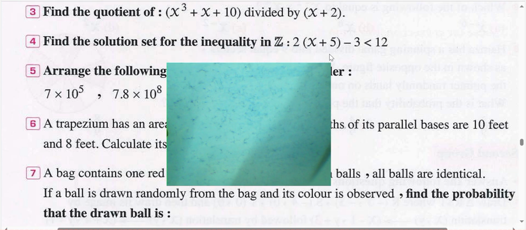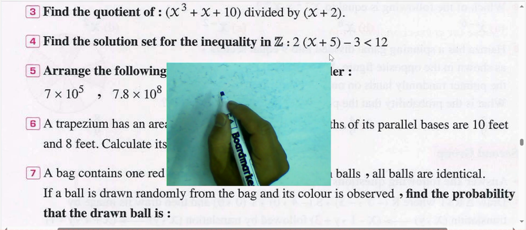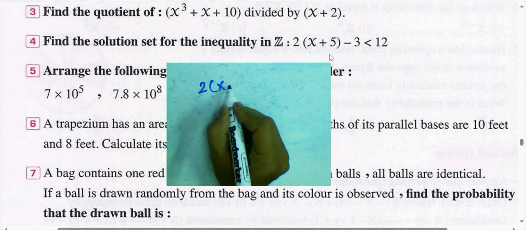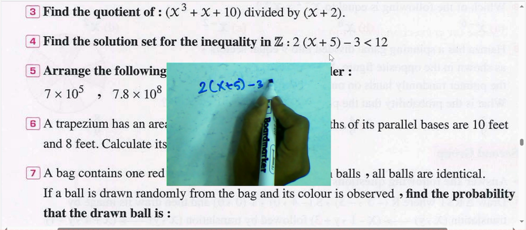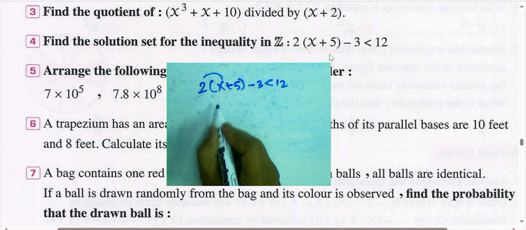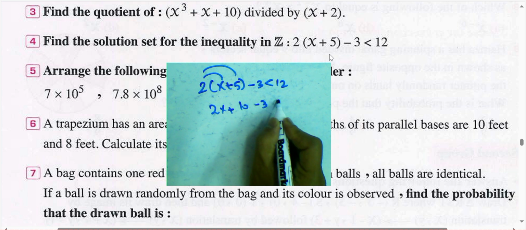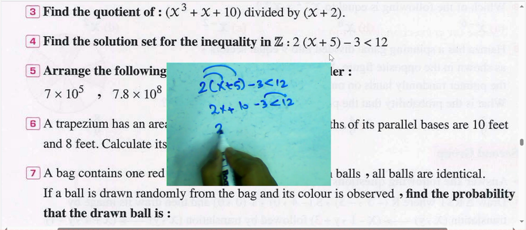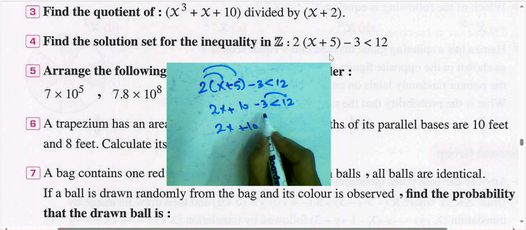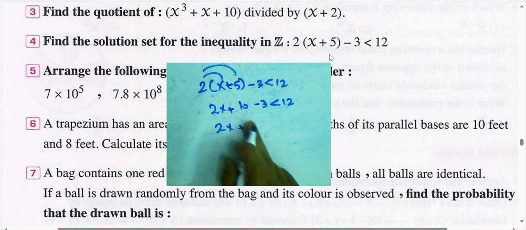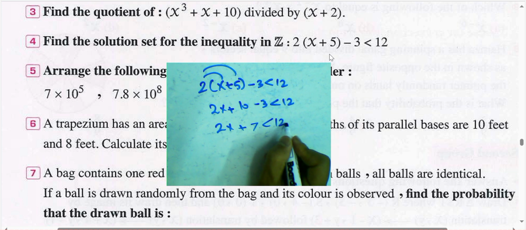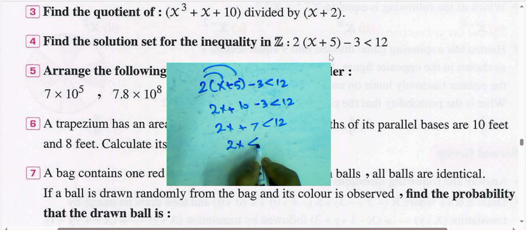Next question, find the solution set in Z for this inequality: 2 times (x plus 5) minus 3 less than 12. 2 times x equal 2x, 2 times 5 equal 10, minus 3 less than 12. Next step, 2x plus 10, and 10 minus 3 equals 7, less than 12. So 2x less than 12 minus 7 equal 5, and then we can divide by the coefficient, and x less than 5 over 2. We know 5 over 2 equal 2.5.